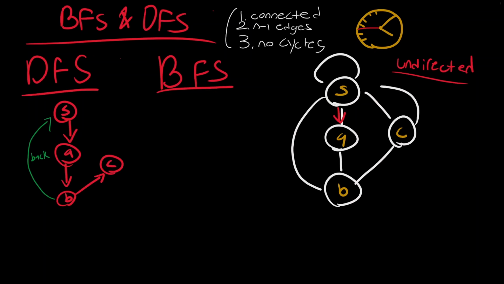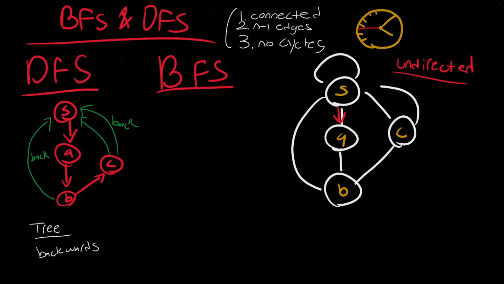Now, what are C's options here? C can either go back to S, or it can go back to B. So here we just have more back edges. And it turns out that DFS on undirected graphs only has tree edges and back edges.